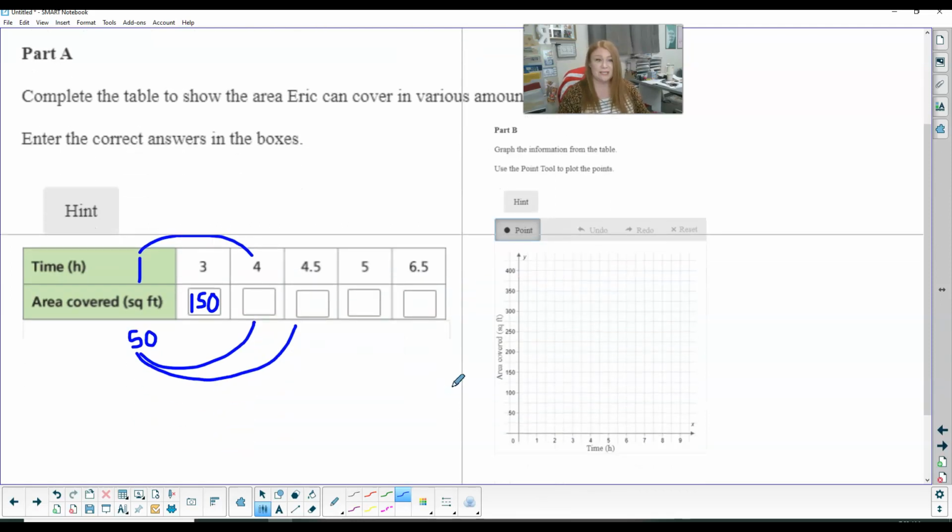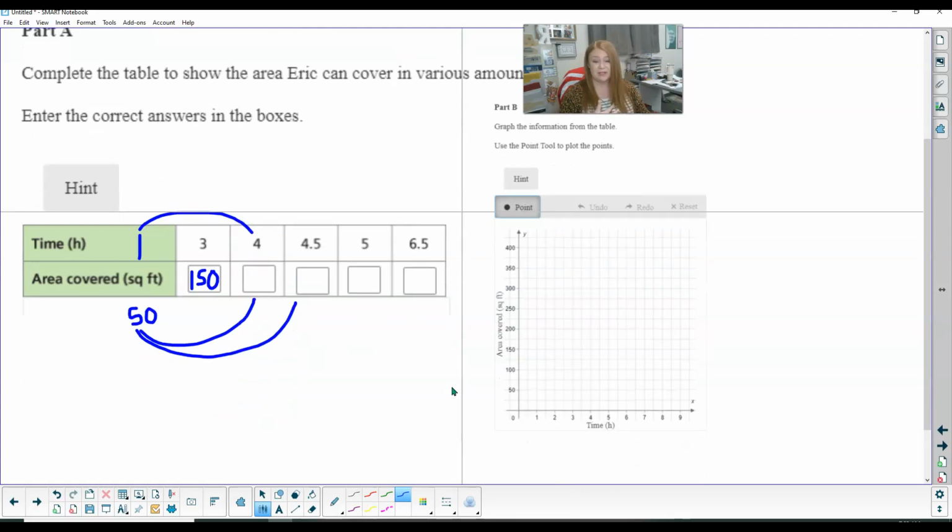Okay, so part B wants us to graph this information here. So I know my hours I can see are on the bottom and my square feet go up. I also know he's going at a constant rate, so it should be straight. So in 1 hour, he can do 50. I know in 3 hours he can do 150. I know in 4 hours he can do 200. And so you can see, when I connect those, it's going to go in a straight line there.